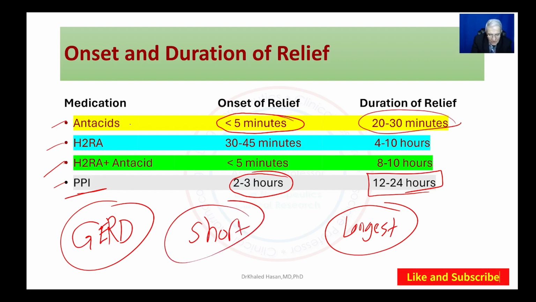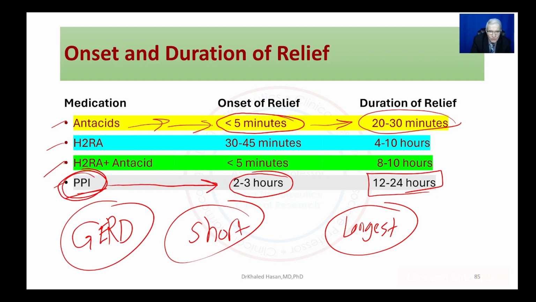So when you take antacids such as Maalox or other medication, aluminum or magnesium hydroxide or calcium or sodium bicarbonate, this medication starts working after 5 minutes and remains in effect for 20 to 30 minutes. But if you take a PPI and the patient suffers from annoying symptoms, this medication needs 2 to 3 hours to start working. If you need the effect directly, go with an antacid. This medication lasts for 12 to 24 hours.